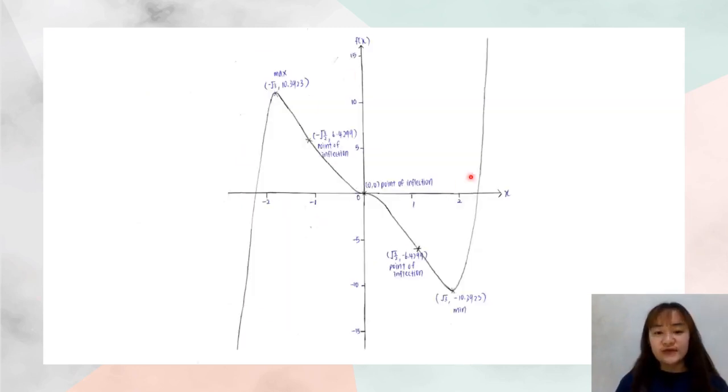This is the graph that I have sketched, and these five points are the important points that must be plotted on the graph. This is the maximum point, these three are the points of inflection, and this is the minimum point. From this graph you can see that from here to here is concave down, then from here to here is concave up, then from here to here is concave down, and from here to here is concave up.